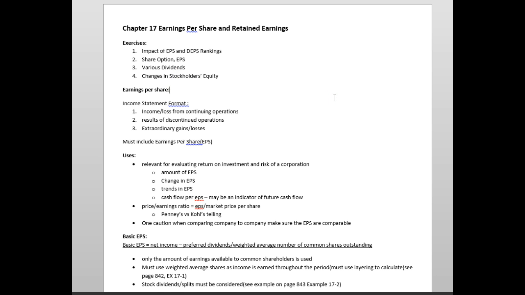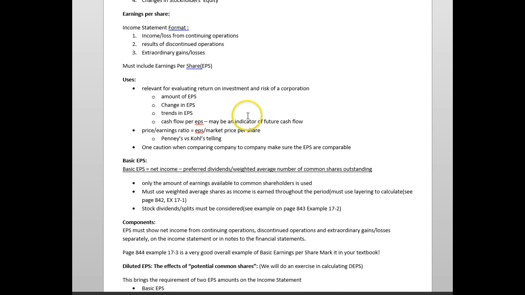So let's do an overview of the earnings per share. First of all, we need to understand the income statement format. You're going to have an income or a loss from continuing operations, and then you're going to include discontinued operations, and then gains and losses. Also included on that income statement is going to be your earnings per share, along with the DEPS, which is the diluted earnings per share.